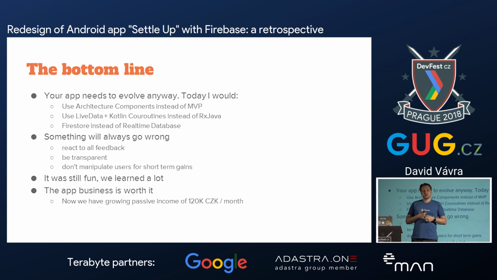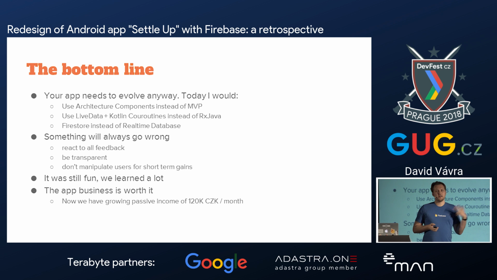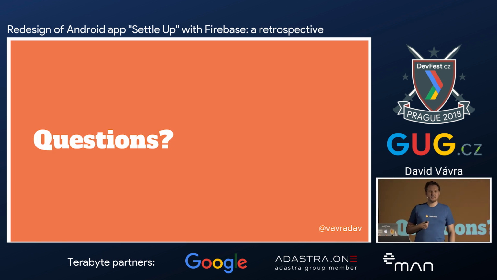About 120,000 crowns per month from this app. And what's nice about it is that it's passive. I don't have to do anything, and I would still get this the next month. Maybe if I improve the app, it will increase. But it's really nice that it's passive. It's also growing every year. So that's really nice. And that's it for me.